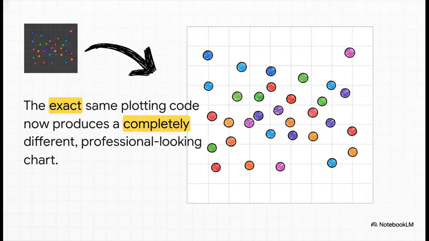We didn't change the plotting code at all. It's the exact same line we used before. But now the chart has this clean, professional style, with a grid that makes it way easier to read. That is the power of Seaborn's styling engine. One line to change everything.